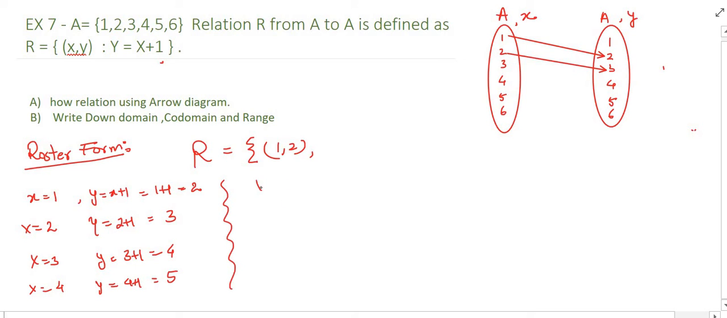Okay. Now let me take X is equal to 5. So Y will be 5 plus 1, which is 6. If X is 6, Y will be 6 plus 1, which is 7. See here, 7 is not even there.